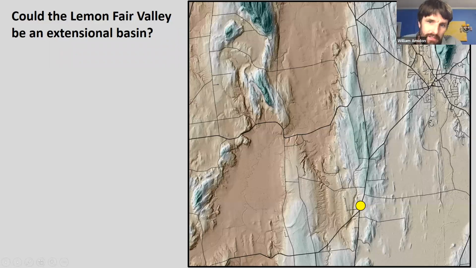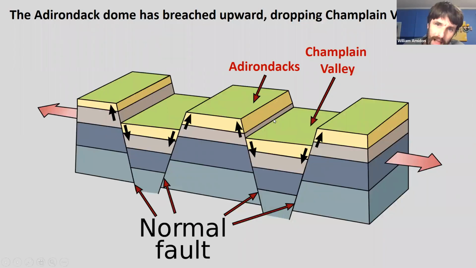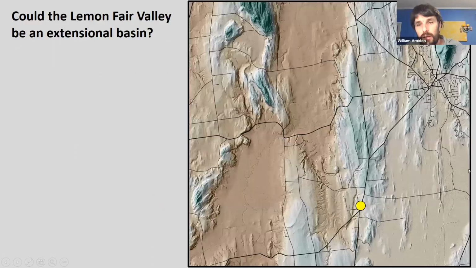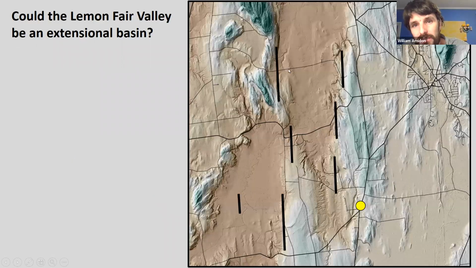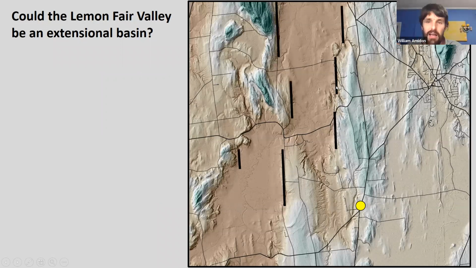So one of the things about this is, could the Lemon Fair Valley itself actually be an extensional basin? I was just talking about this in terms of the whole Champlain Valley, but now I'm asking, could the Lemon Fair Valley itself be a smaller version of this, perhaps flanked by extensional faults on its east and west sides? I don't know that, but it's an interesting idea, and there's a lot of evidence we could discuss to suggest that it's possible. And it might explain why we have this big, broad, flat basin between these bedrock ridges.